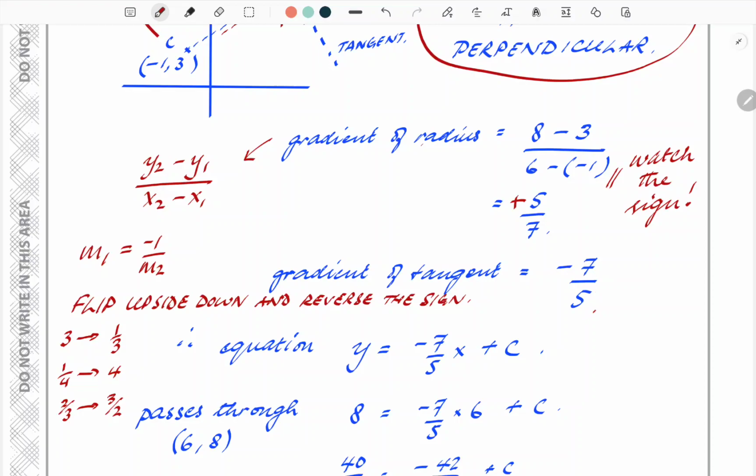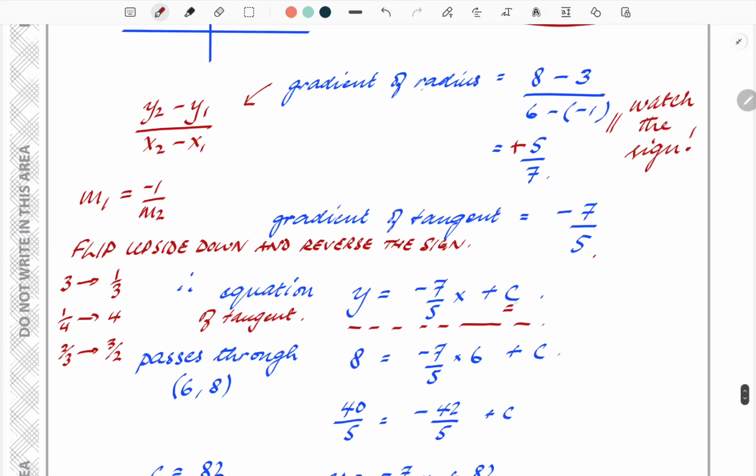Okay. So therefore, the equation of the tangent starts off life looking like this. Y equals -7/5 x plus c. All right. We don't yet know what the c is. Okay, to find c, and I'll write it here.